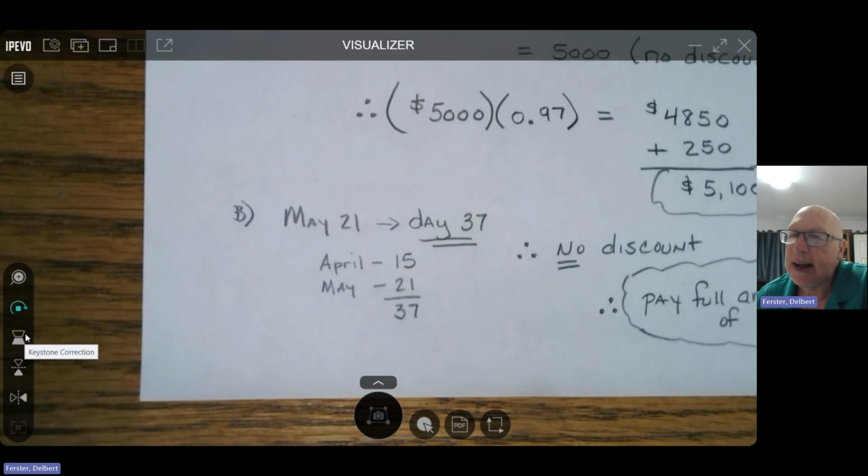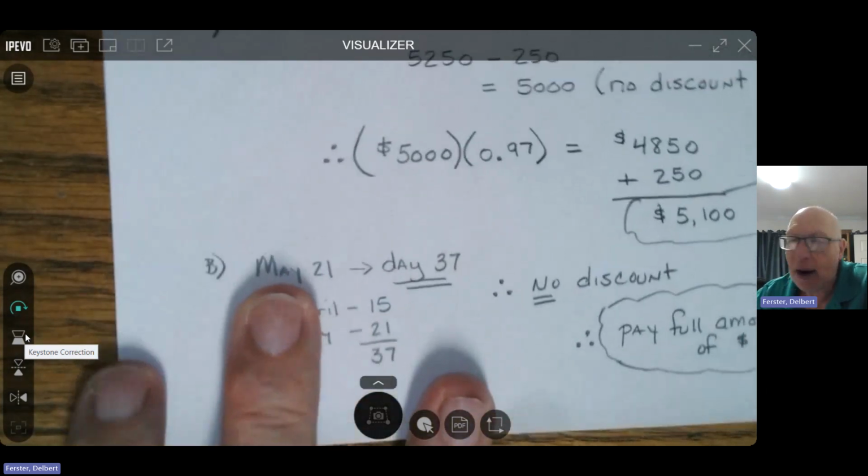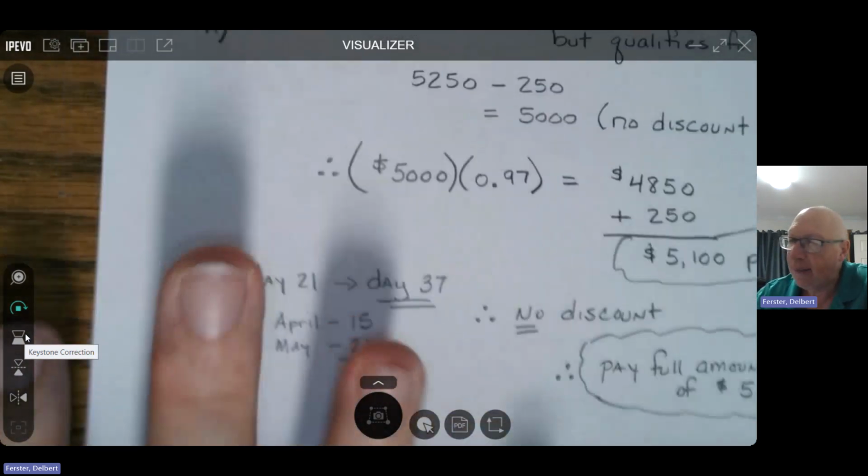Since there are 30 days in April, it would take 15 more to get to the end of April, and then 21 more days to get to May 21st, 21 days into May, I should say. So that's 37 days after the date on the invoice. And bummer for this cat in that he's past the 30. So he's not able to get any discount at all. And he will have to pay the full amount.